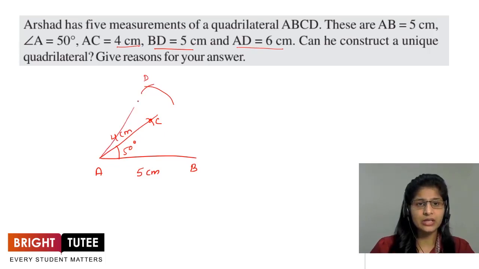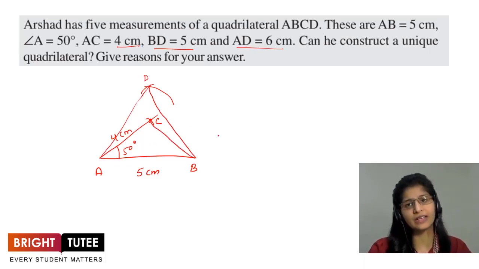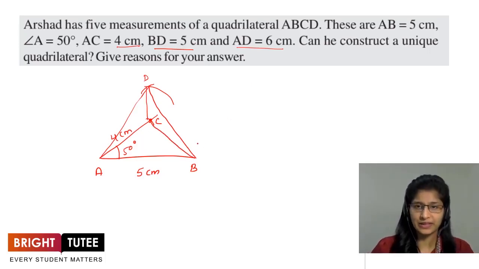So you will join A to D, right, like this, and then you will join B to D and B to C also. So are you able to form a quadrilateral if you join C to D? Just see. We are not able to form a quadrilateral, right?